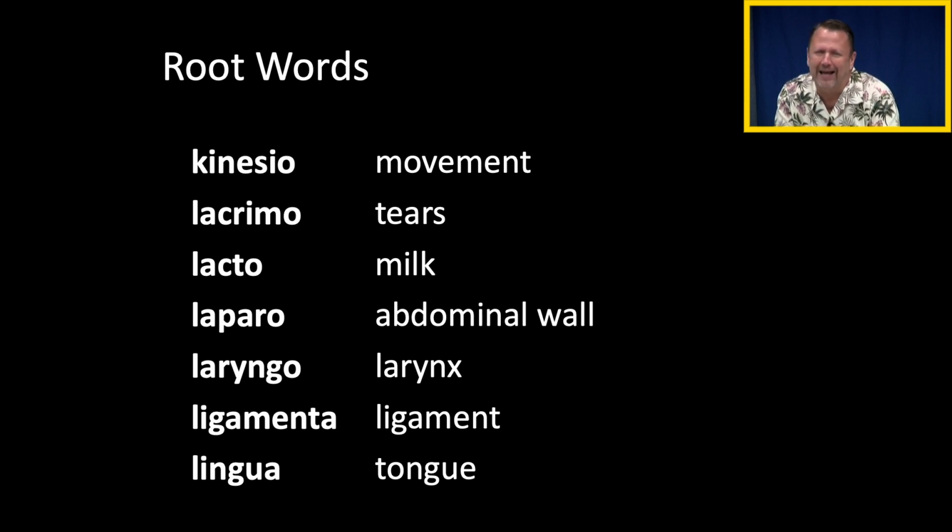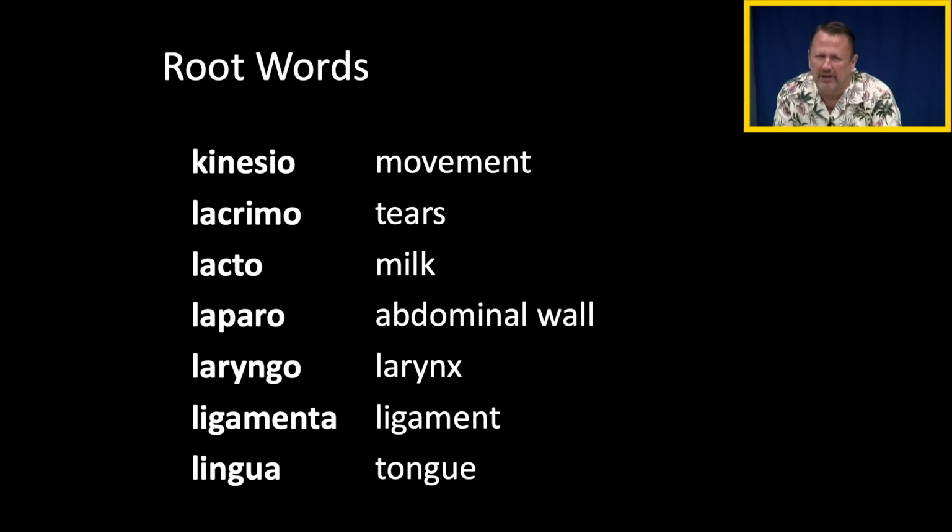Your lacrimal glands make tears. Lacrimal refers to tears. Lacto, as in lactose sugar, is the sugar found in milk. So lacto, as in lactate, means to make milk.